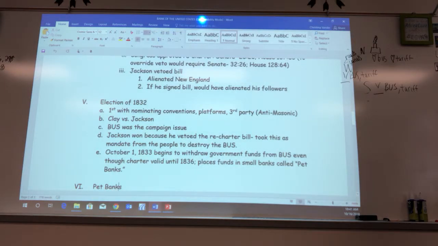But third parties are going to bring up issues that no one wants to touch. They bring up issues and they take votes away from the two main parties. Are the two main parties going to have to take on this issue now? Yes. And then what's going to happen to the third party? It's going to get cut, because they took on other ideas. So that's the purpose of third parties.